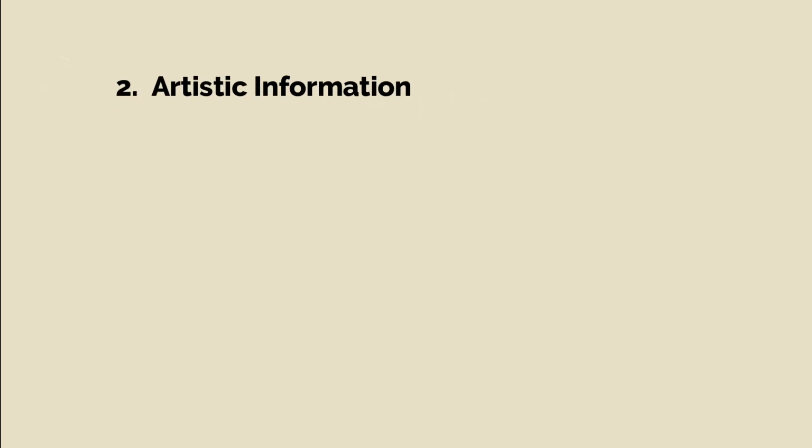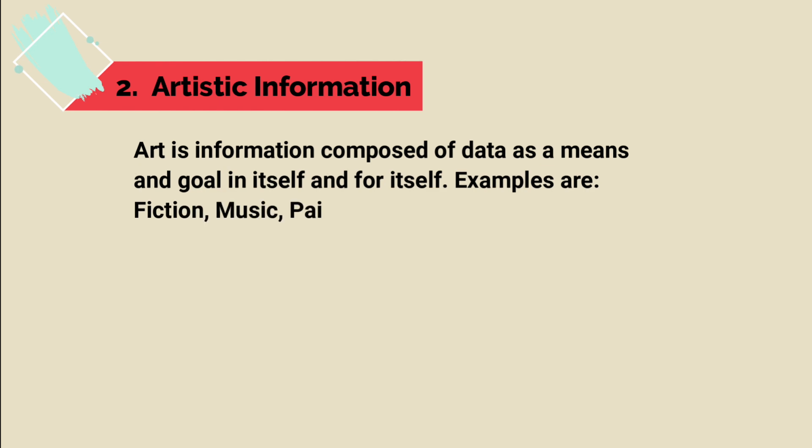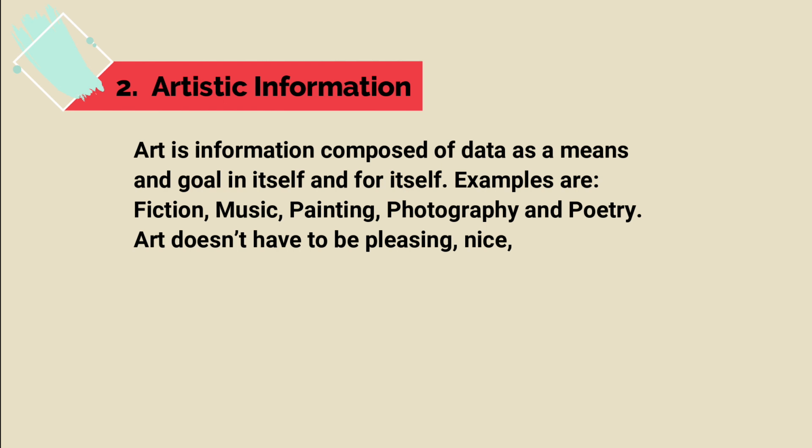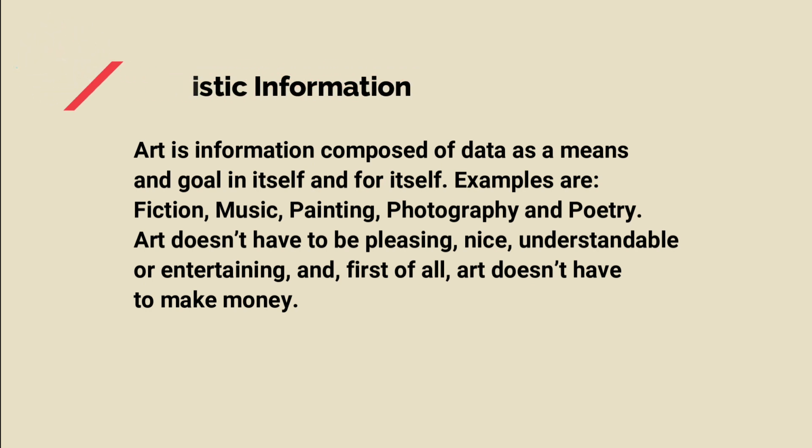Next is artistic information. Art is information composed of data as a means and goal in itself and for itself. Examples are fiction, music, painting, photography, and poetry. Art doesn't have to be pleasing, nice, understandable, or entertaining. And first of all, art doesn't make money.